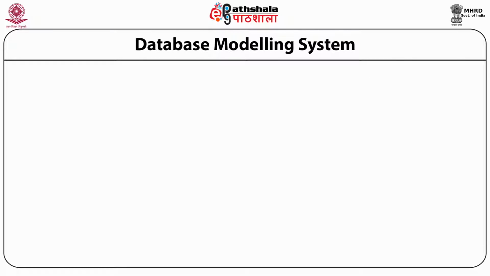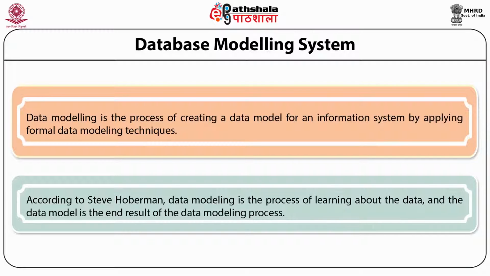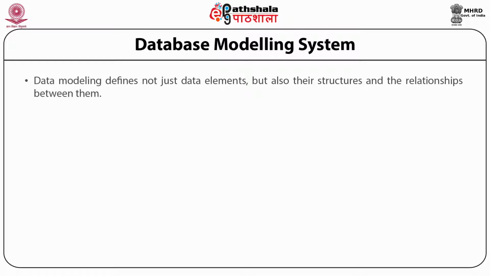Now let us look at data modeling system in our module. Data modeling is the process of creating a data model for an information system by applying formal data modeling techniques. According to Steve Hoberman, data modeling is the process of learning about the data, and the data model is the end result of the data modeling process. Data modeling defines not just data elements but also their structures and the relationships between them.